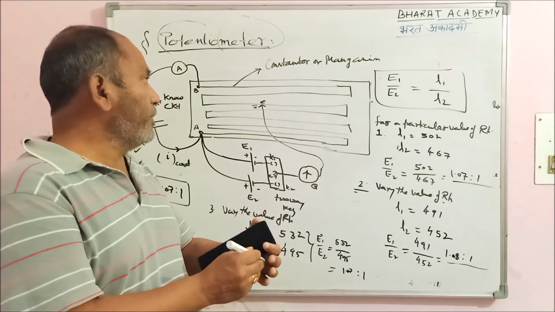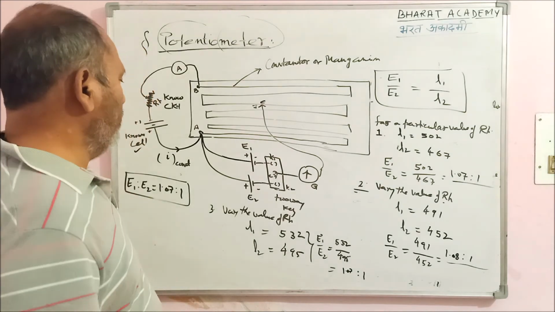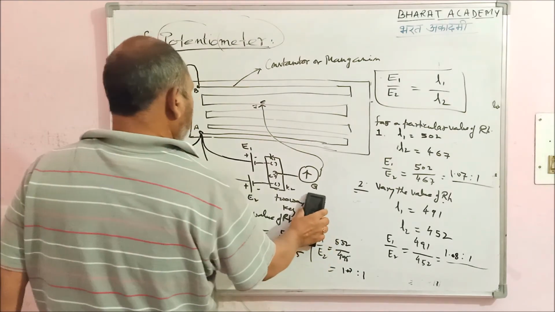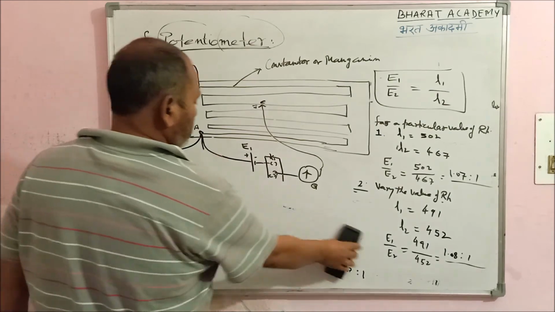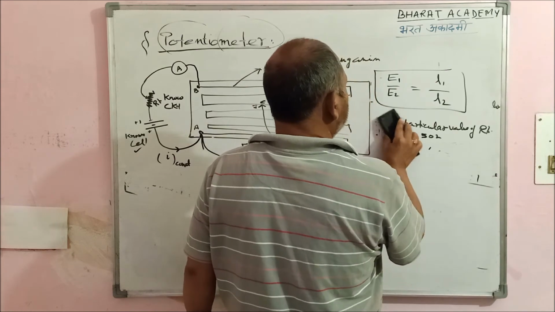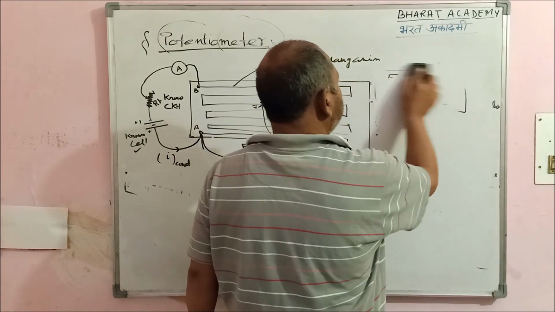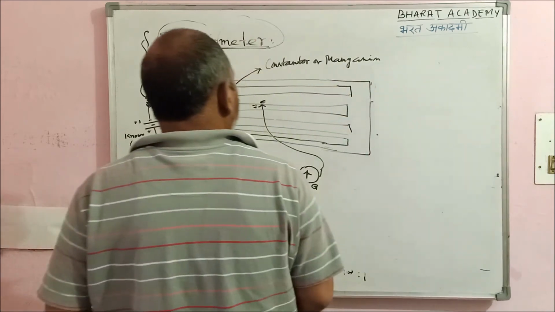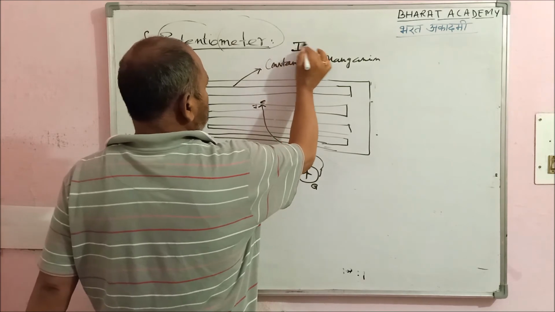Right? This is to compare. Now, the second experiment is to find out the value of internal resistance. How to do that? The value of internal resistance of an unknown cell. This is for internal resistance.